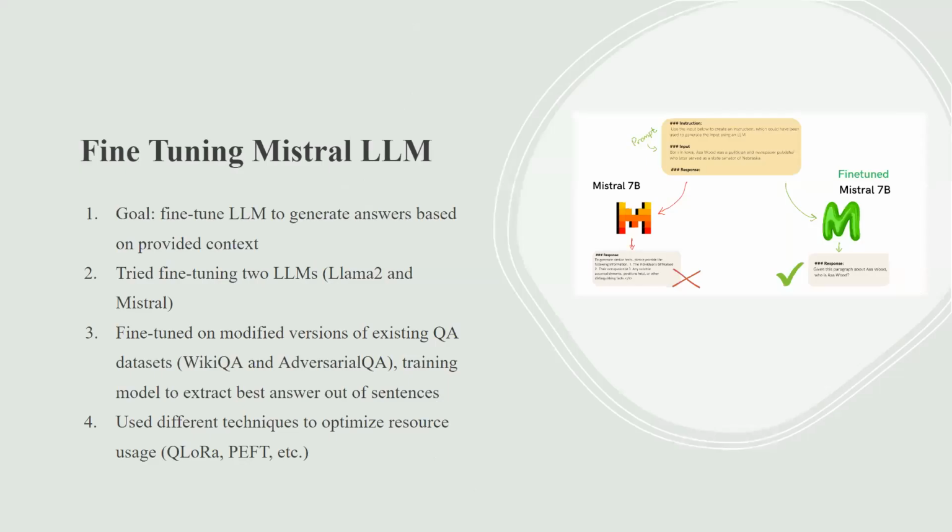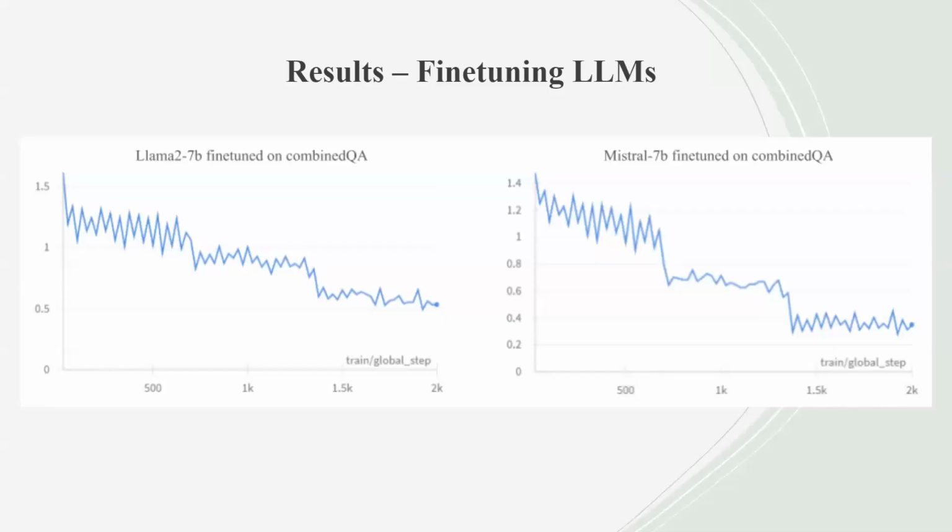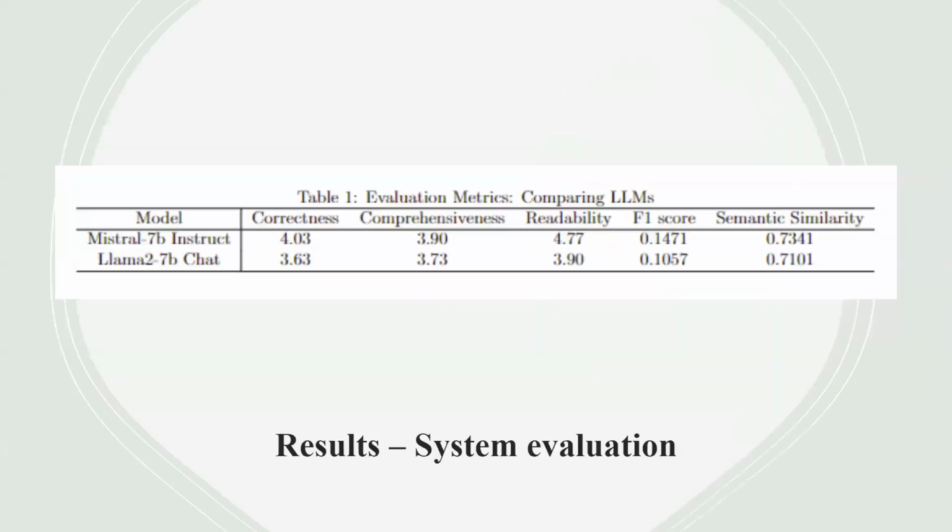We also fine-tuned various LLMs. So we tried Llama 2 and Mistral, and we fine-tuned these on existing QA datasets, WikiQA and adversarial QA. We also had to use techniques to optimize resource usage, such as QLoRA and PEFT. And these are the training curves over 3 epochs, and as we see, Mistral 7B learns slightly better than Llama 2.